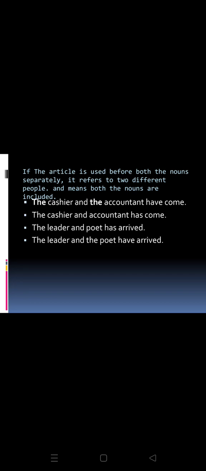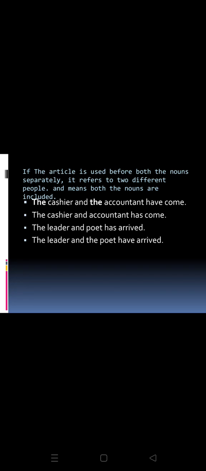The article: if the article is used before both the nouns separately, it refers to two different people and means both the nouns are included. Now just see, the cashier and the accountant. The article the is used before cashier and it is used before accountant also. So these are two different people. That's why have: The cashier and the accountant have come.